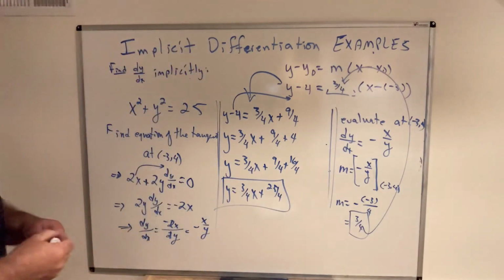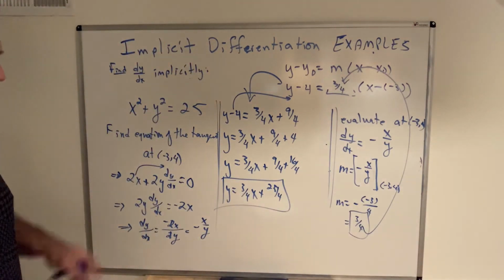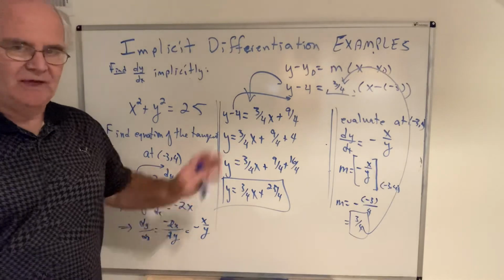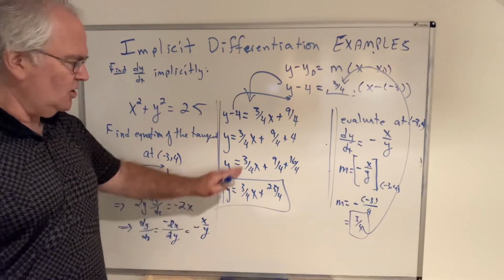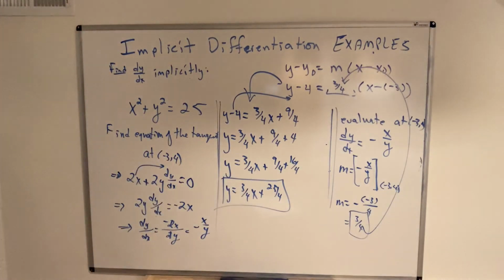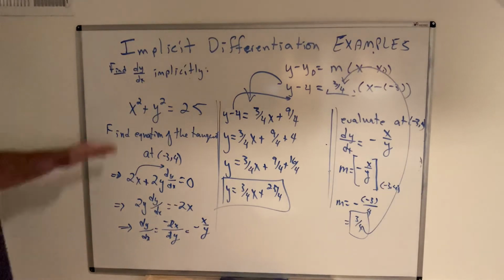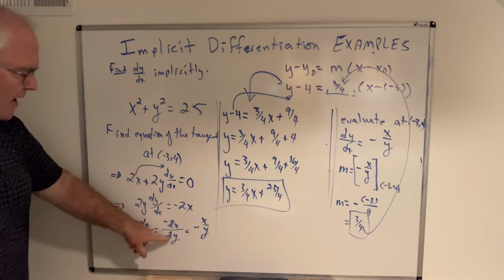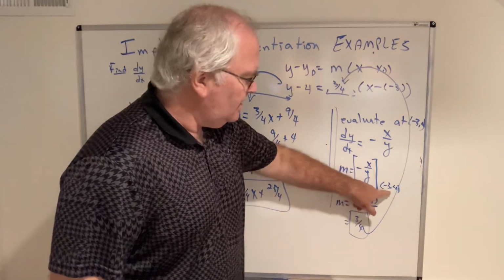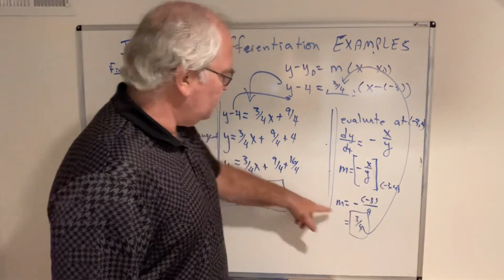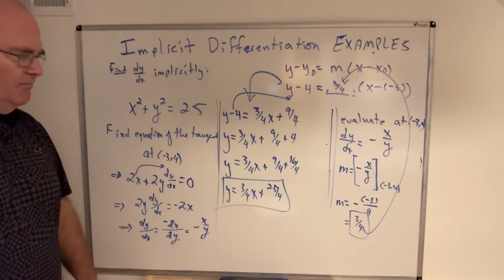So, luckily, you're good at working with fractions. If you were bad at working with fractions, you'd have a rough time. But luckily, you're good at that, so there's no problem there. All right? So that's the key. Find the expression, evaluate dy/dx at the given point, substitute and simplify, and then compute the equation of the line.